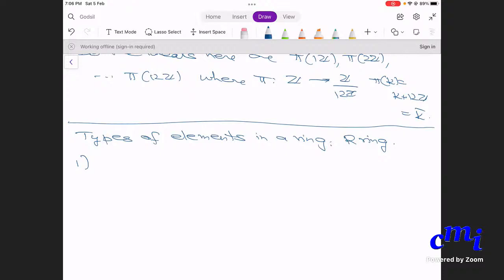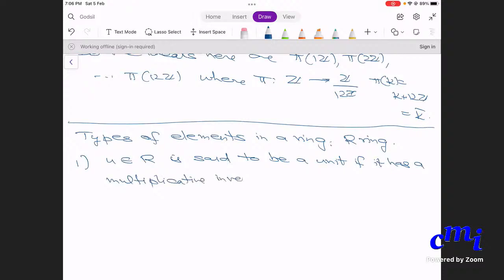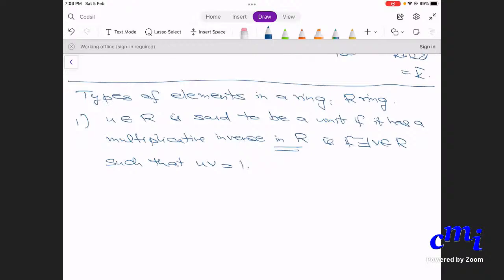So there are various types of elements. u in R is said to be a unit if it has a multiplicative inverse in R. The important thing is multiplicative inverse in R, i.e., if there exists v in R such that uv equals 1. So this is the first kind of element. Units. The units of a ring play an important role, particularly in number theoretic rings, like I gave you examples of Z[i] and Z[omega]. Knowing what the units of a ring are is often useful.